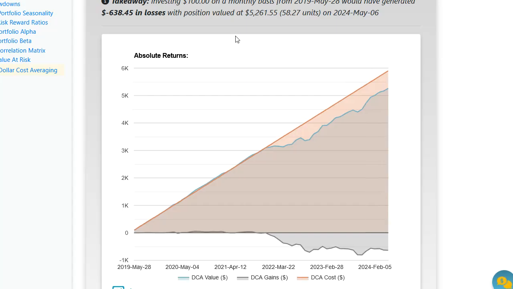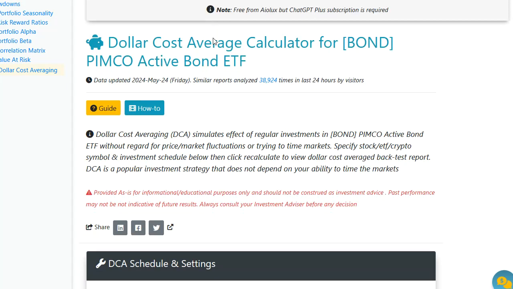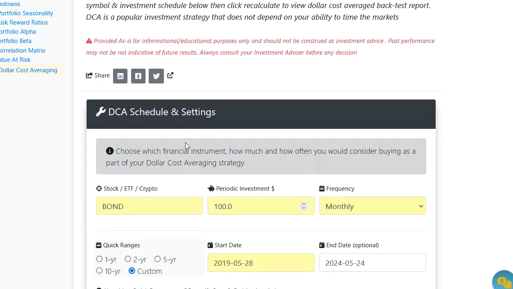So I found a tool. It's about dollar cost averaging, and I think this is a perfect way. We will simply look at different assets, highly volatile and highly stable assets, and look at the returns it provided. And I try to add as little bias as I can into it.